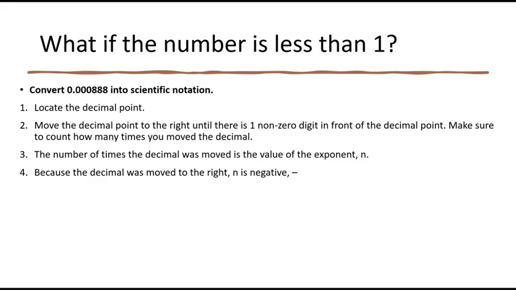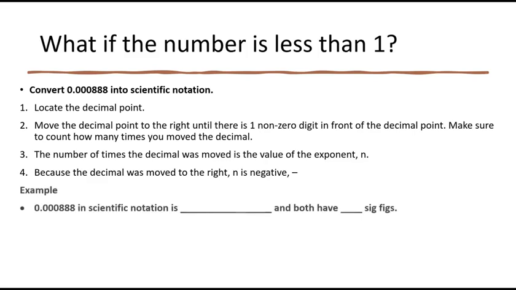3. The number of times the decimal was moved is the value of our exponent, n. 4. Because the decimal was moved to the right, n is going to be negative. For example, our value, if we locate our decimal and then move it to the right, we're moving it 1, 2, 3, 4 times. So our value should be 8.88 times 10 to the negative 4.